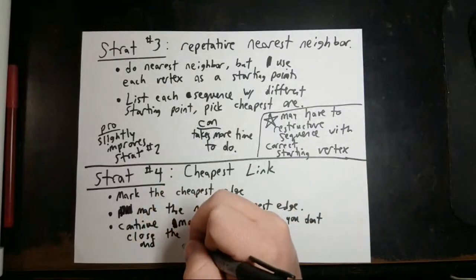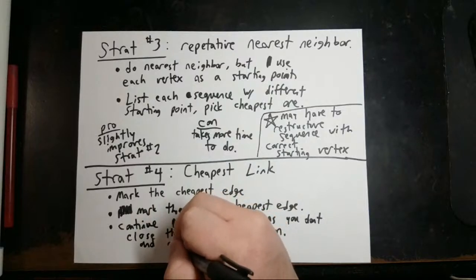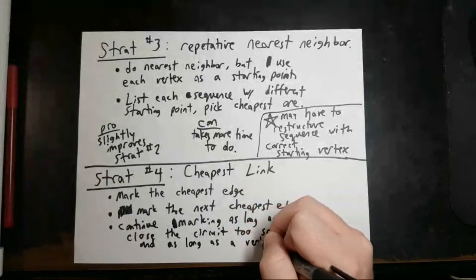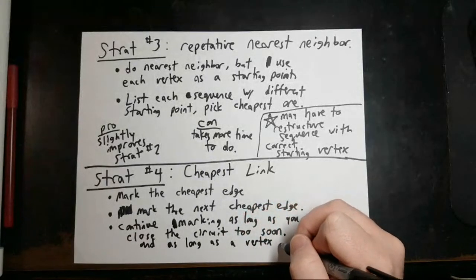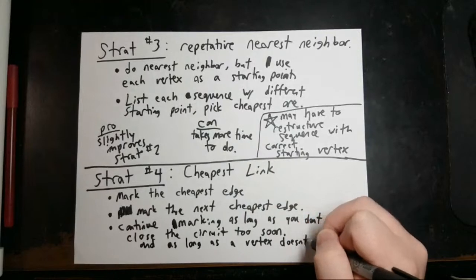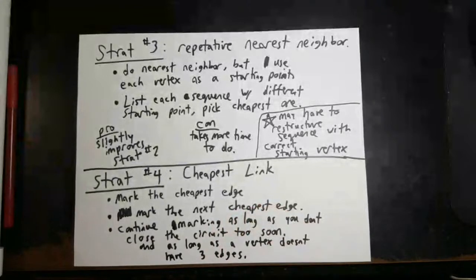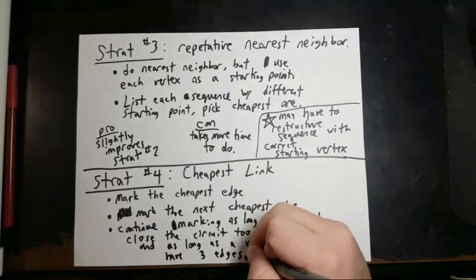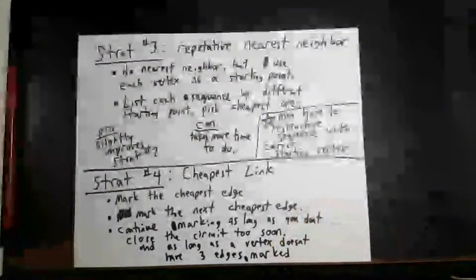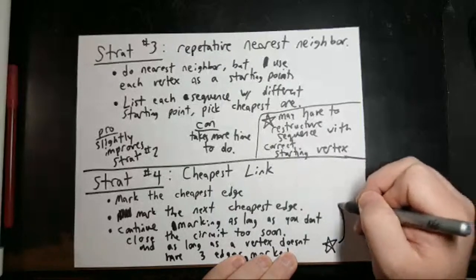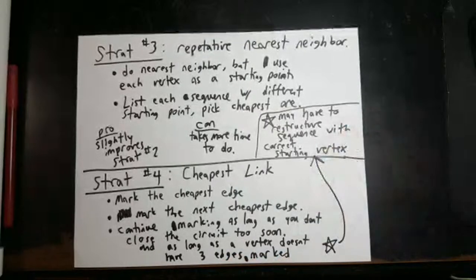And as long as a vertex doesn't have 3 edges. Ultimately, every vertex is only going to have 3 edges marked. I should put that, 3 edges marked. And then again, put a little star down here. You may have to restructure the sequence with the correct starting vertex.